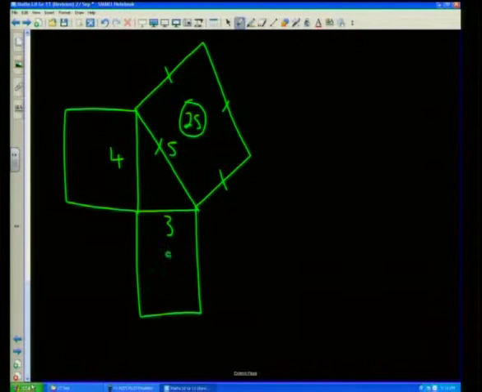3 times 3 is 9. 4 times 4 is 16. Remember, if this side's 4, this side's also 4. If this side is 3, this side's also 3. And the way we find the area is by saying 3 times 3 is 9, 4 times 4 is 16.